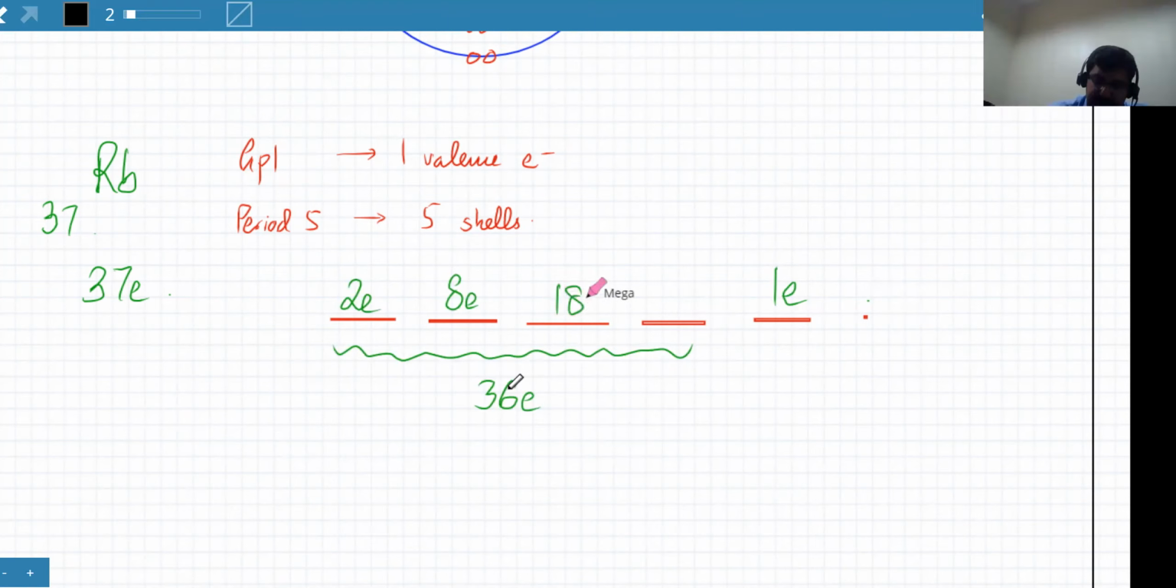Can you do the math as well? 18 plus 10, that's 28, right? I need 36 electrons. So 18 plus 8 plus 2 is 28. So there are 8 more electrons to go. So there would be 8 electrons over here. Is this clear?